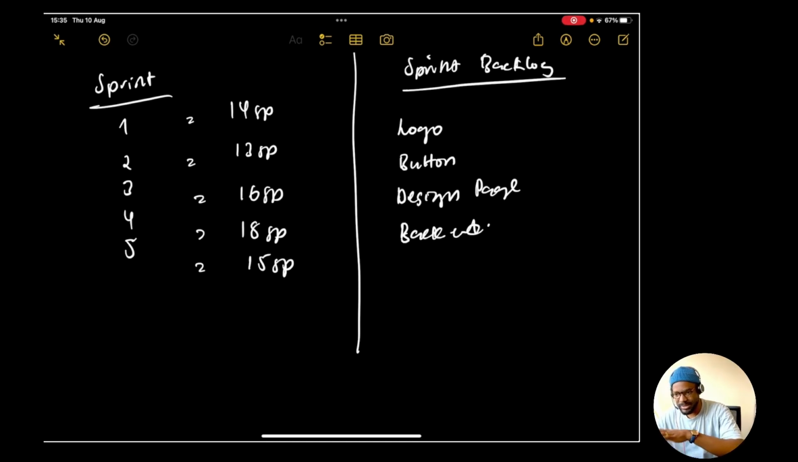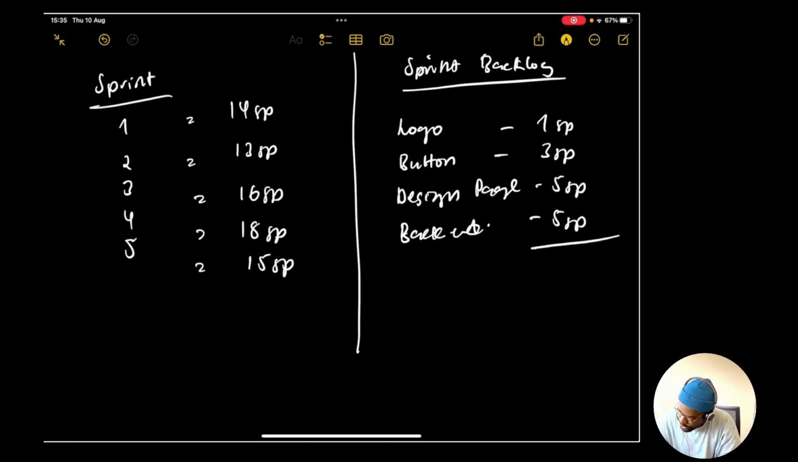These are our user stories, and they could carry different story points. This could be maybe 1 story point. This could be 3 story points. This could be 5 story points, and this could be 5 story points. So in total, what do we have? We have 10, 13, 14. So we have 14 story points. This is how we came up with this number. For this sprint backlog, we have a total of 14 story points. That's how we came to this number.